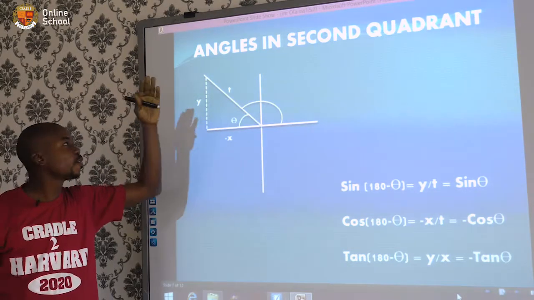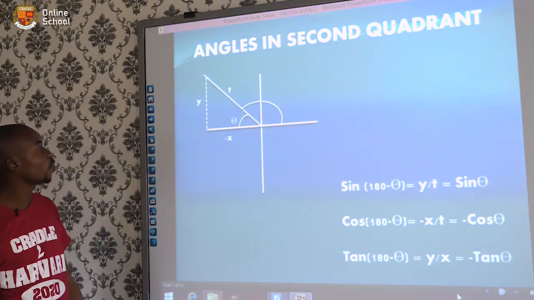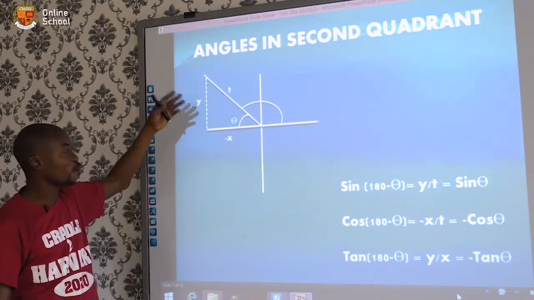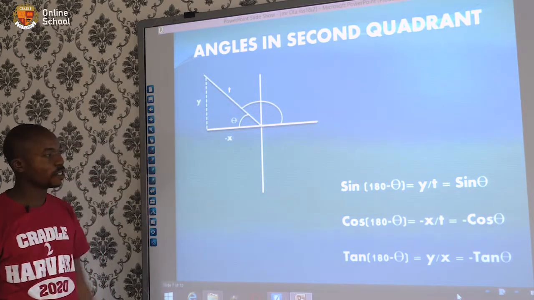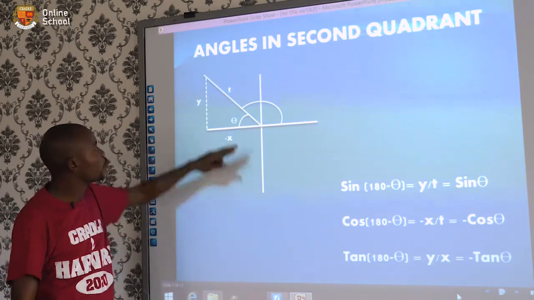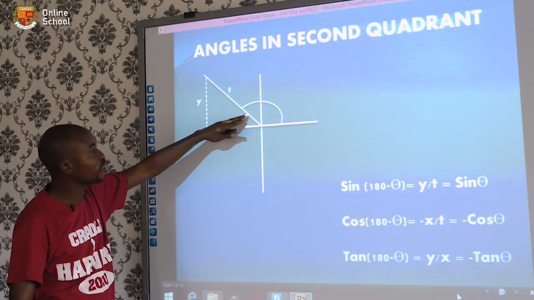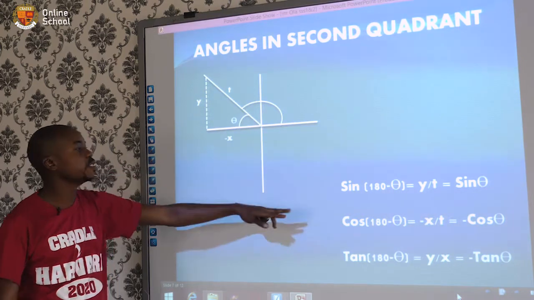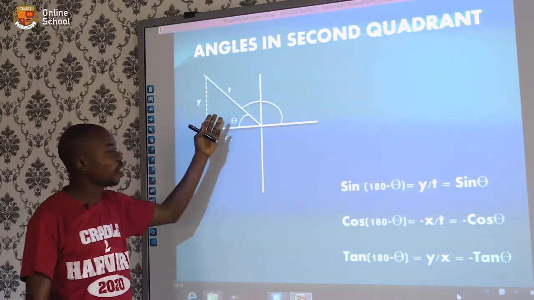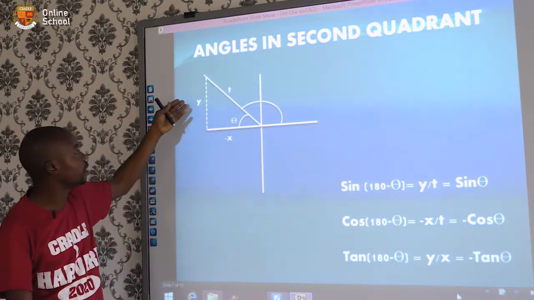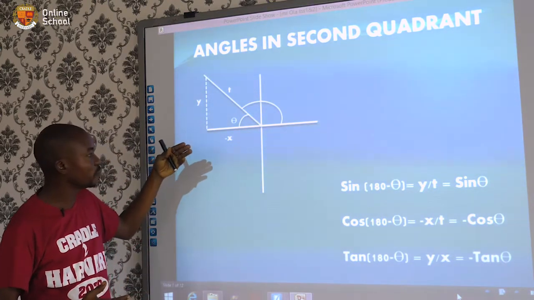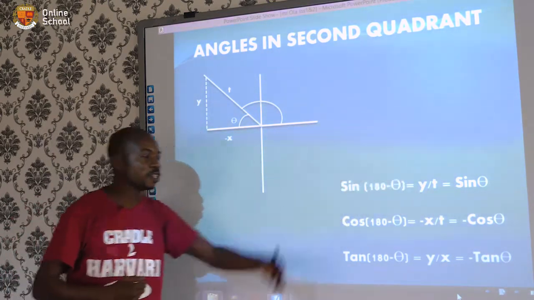Now, angles in the second quadrant. The value of x here is negative, y is positive, t is positive. From here to here is 180, but our value of theta is from here to this line, so by subtracting it from 180, we have sine of 180 minus theta. Here you discover that opposite over hypotenuse is positive. For that singular reason, sine theta is positive.